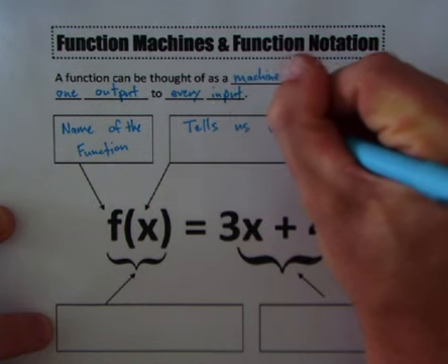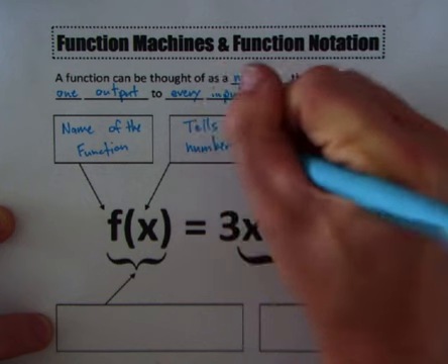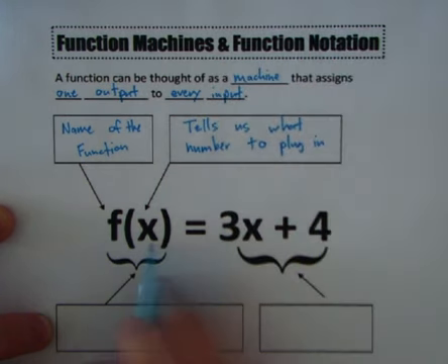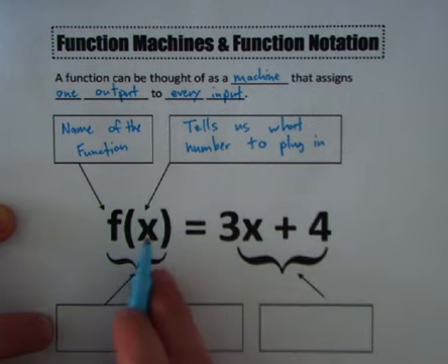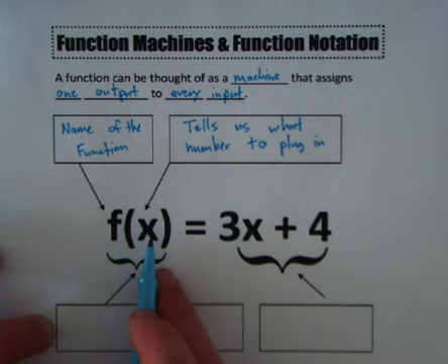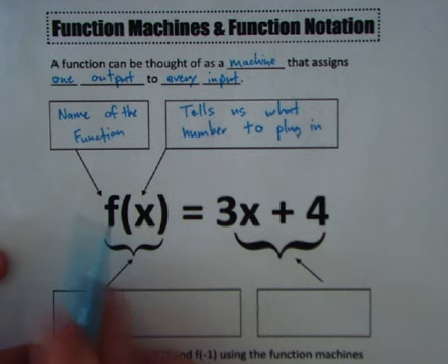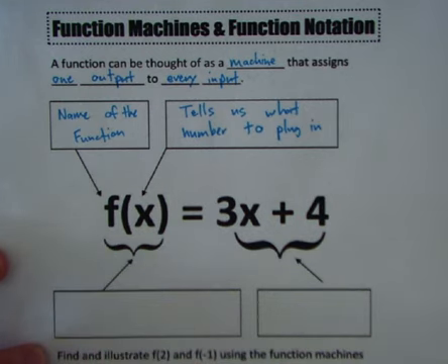This tells us what number to plug in. Okay? Well, what do we mean? We're going to plug a number into here. This is the actual function. We're going to plug a number in, and which number we choose is based upon what number you see here in parentheses. I'm going to show you how that works in a second. So we have the name of the function, f of x. X is what tells us what number to plug in.